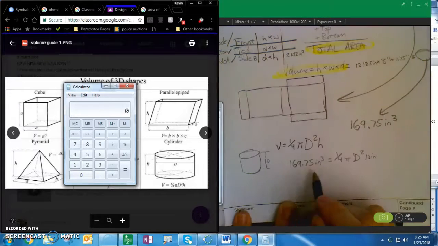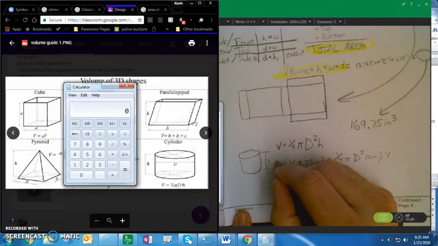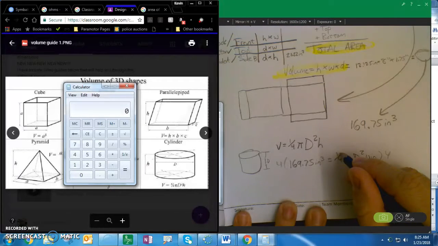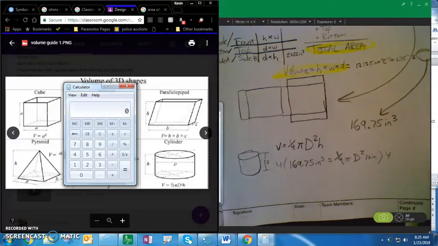So now I'm going to multiply both sides by 4. This is going to get rid of my quarter. Okay? So let's see how that looks.